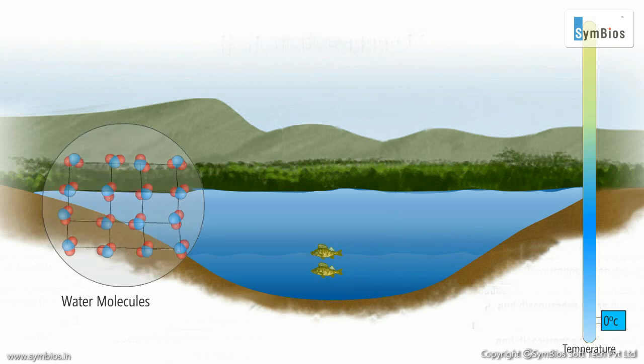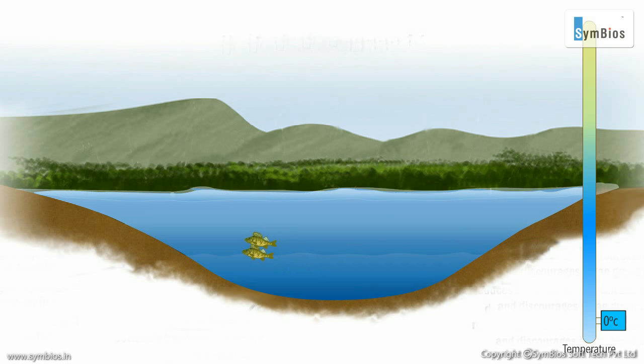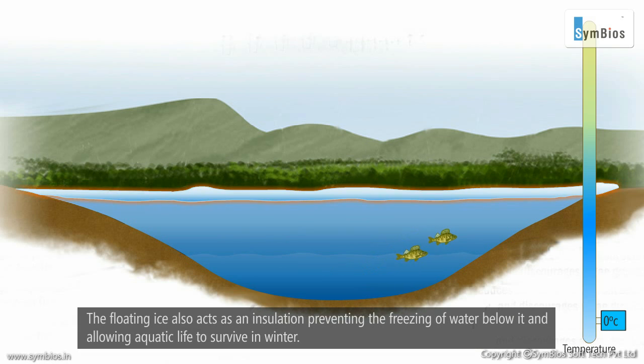At 0 degrees Celsius, the surface layer freezes to ice, but its density remains lower than the water below it and it floats on the surface. The floating ice also acts as an insulation, preventing the freezing of water below it and allowing aquatic life to survive in water.